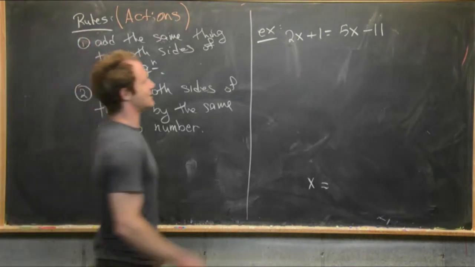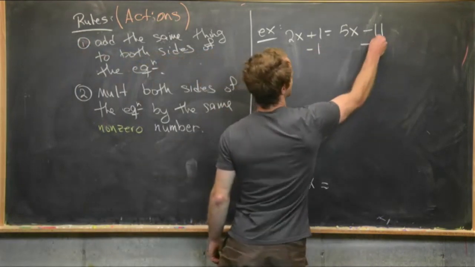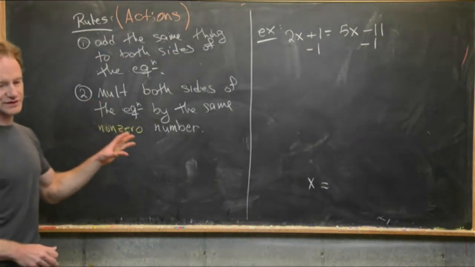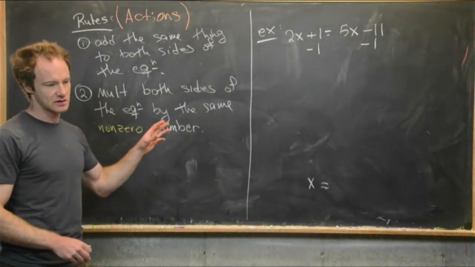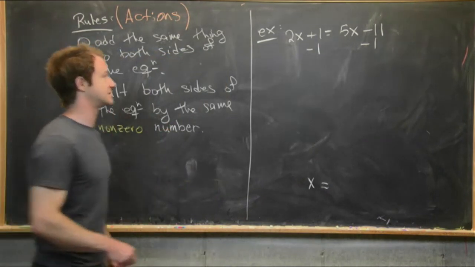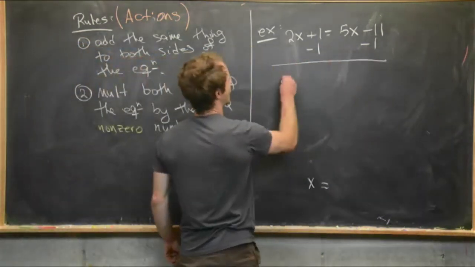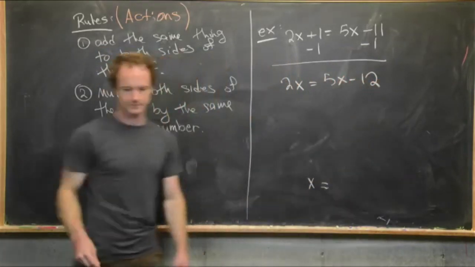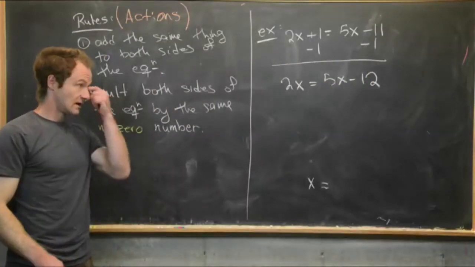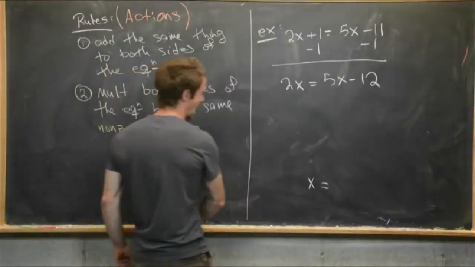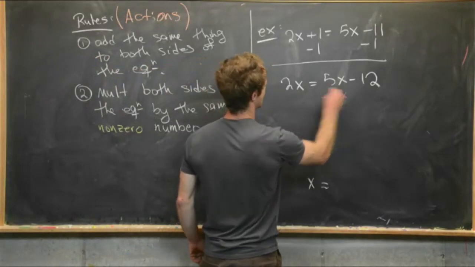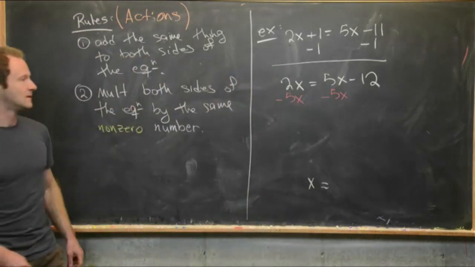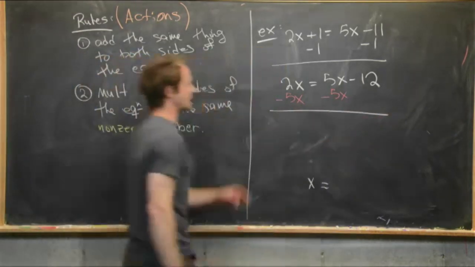we want to add the same thing to both sides of the equation. So what I want to do is maybe I'll add -1 to both sides of the equation. So that gets all of my numbers to one side of the equation, and then we can work on everything that involves x. So after doing that, I have 2x equals 5x minus 12. Then next, I can add a -5x to both sides of the equation. And that doesn't change anything because, again, yeah.